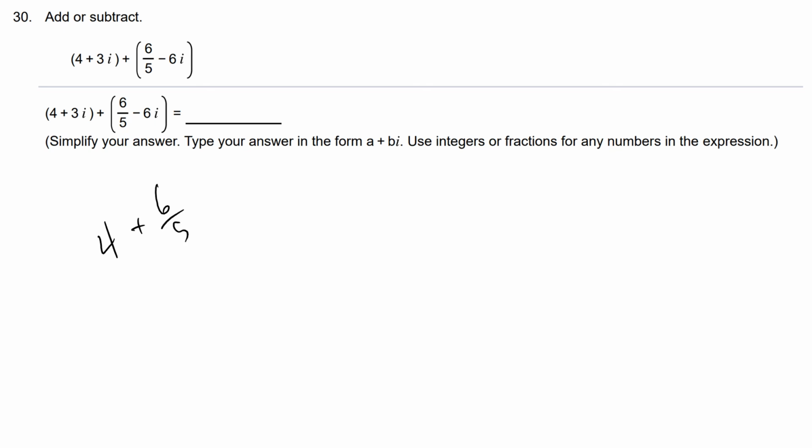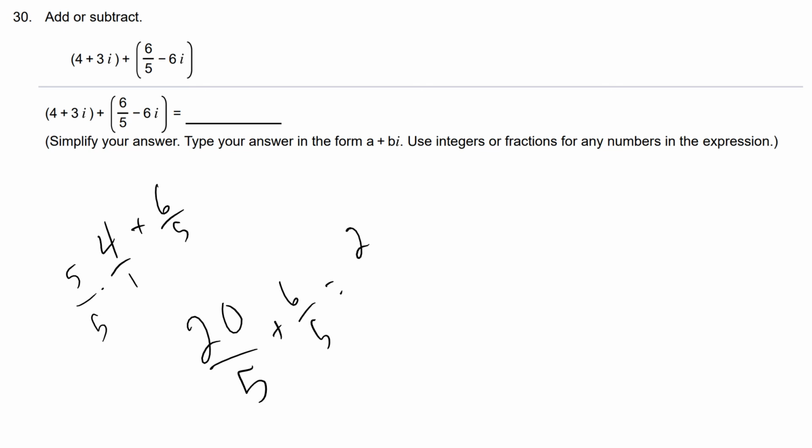In order to do this, we probably want to get common denominators. So I'm going to multiply both the top and bottom here by 5. And so that's 20 over 5 plus 6 over 5 equals 26 over 5. So my real part is going to be 26 over 5. My imaginary part is just going to be 3i minus 6i, and so that's minus 3i.